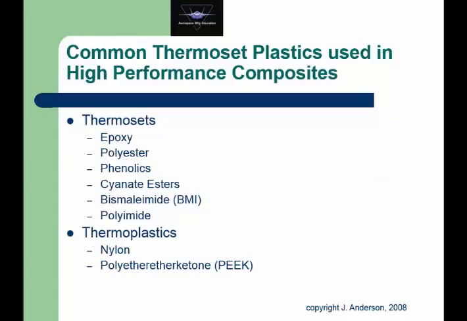Most of the resins in the matrix materials are thermoset plastics. Typically the thermosets used in high-performance composites are epoxy, polyester, phenolics, cyanate esters, BMI, because it's too hard to pronounce the other, and polyimide. And this sort of goes up in performance as we go down this list. Polyimide is very expensive and is used in very high performance carbon fiber composite materials, typically.